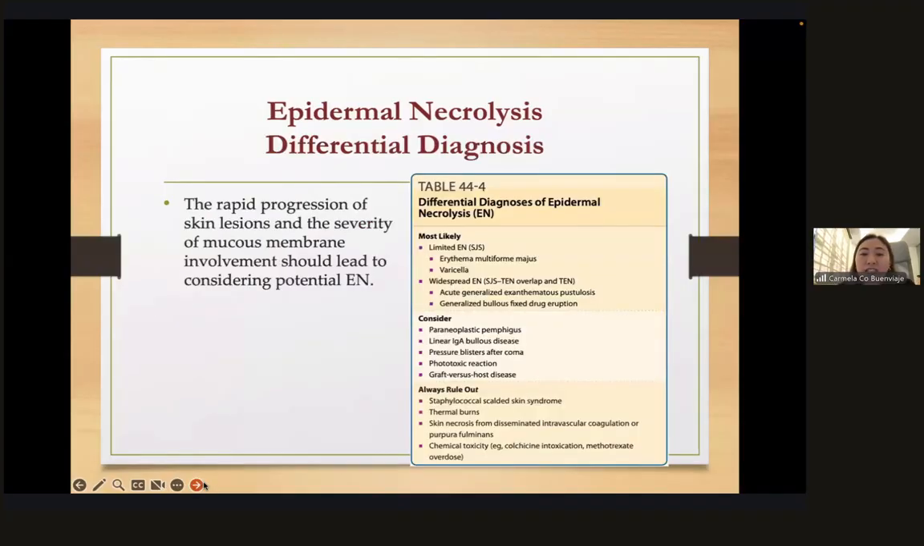So for differential diagnosis, the rapid progression of skin lesions and the severity of mucous membrane involvement should lead to considering potential EN. So that means if the patient has this rapid progression of skin lesions with mucous membrane involvement, our primary impression should already be epidermal necrolysis. And then we should also think of the other differentials that we may need to consider or need to test for.